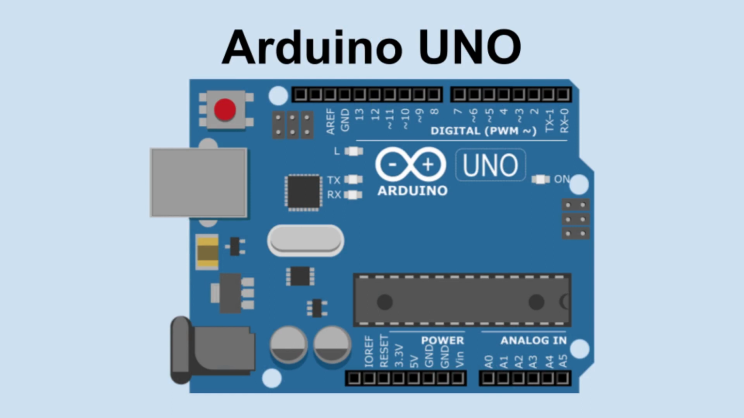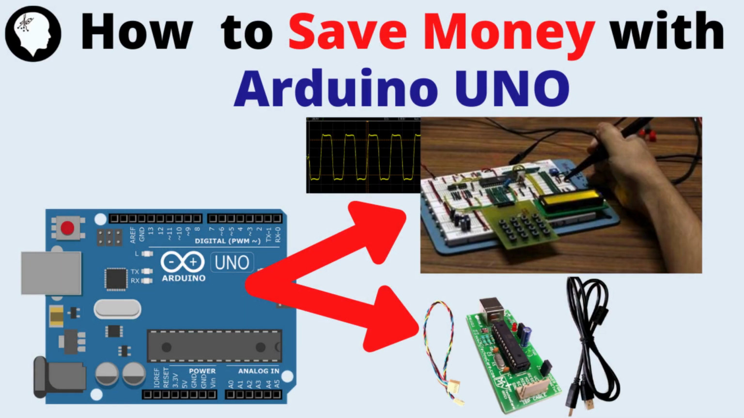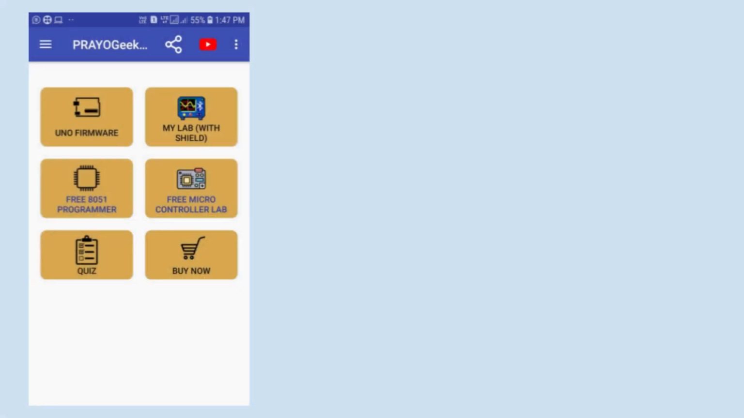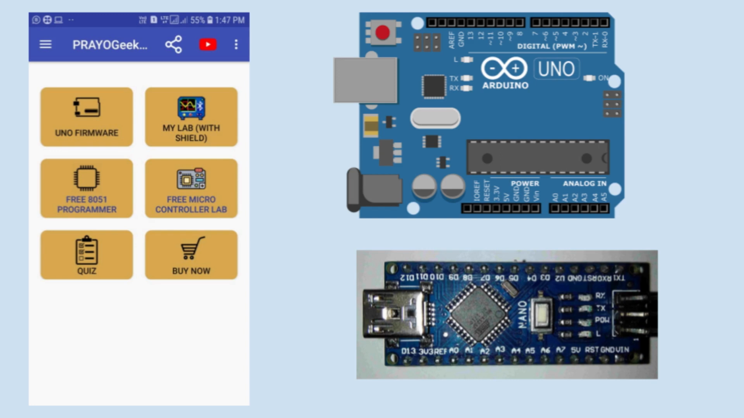Friends, you might have already used the very popular Arduino UNO board in various projects like IoT and robotics, or you might also be planning to purchase an Arduino UNO, right? In this video, let's see how you can save more than 1000 rupees when you install PRAYOGeek UNO app and use it along with Arduino UNO. The app is completely free and you can use it with any Arduino UNO or Arduino Nano.